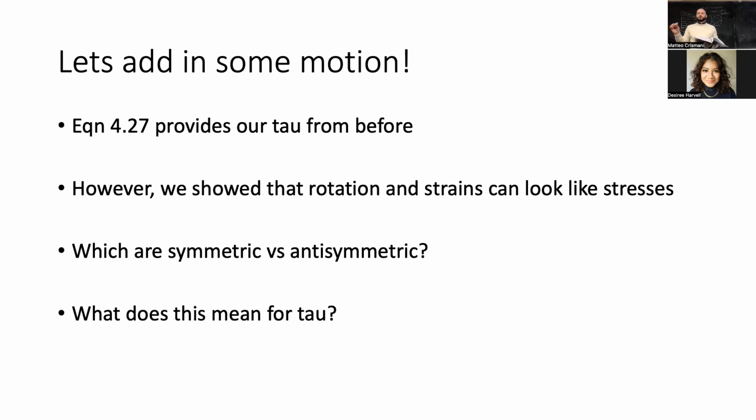Okay. Tau ij is 2 mu s ij plus lambda s nn delta ij. Okay.